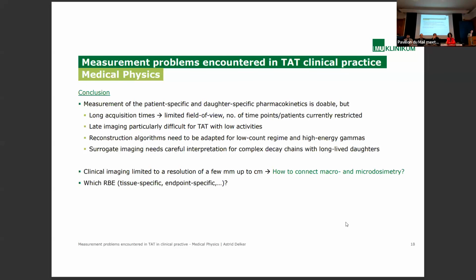And well, we can do surrogate imaging as part of theranostics, but we have to be very careful with the interpretation when we look at the daughter-specific pharmacokinetics. So now the next step is to connect the macro and the micro dosimetry and to think about which RBE values may be the most appropriate for the clinical setting.